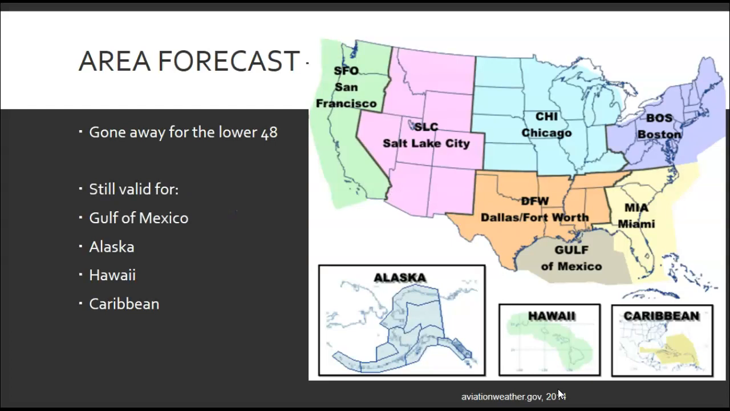Area forecasts cover a much larger area than a TAF. However, they have been discontinued for the lower 48 states. They are still issued for the Gulf of Mexico, Alaska, Hawaii, and the Caribbean. But for the lower 48 states, the area forecast has been replaced by a graphical forecast tool.